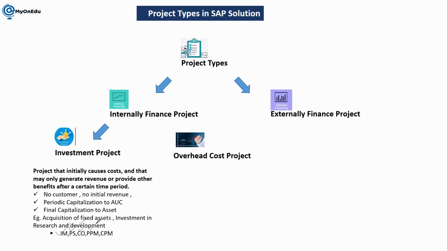PPM is portfolio project management. CPM is commercial project management. FI will also be there. Okay, so these are some basic modules which you need to use to implement an investment project.